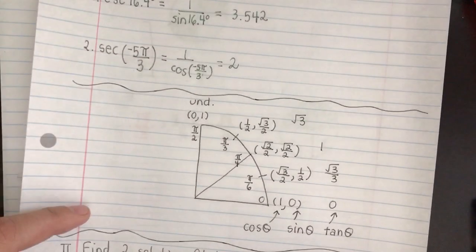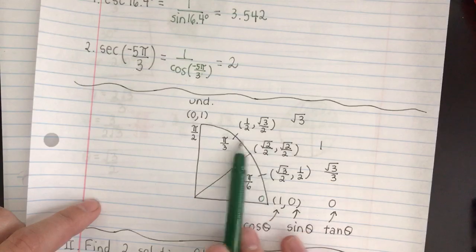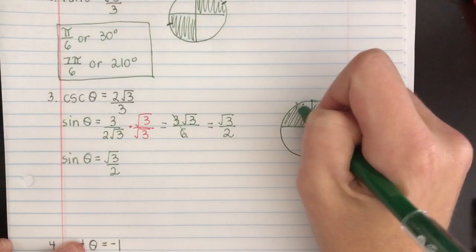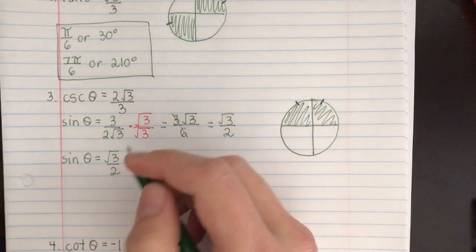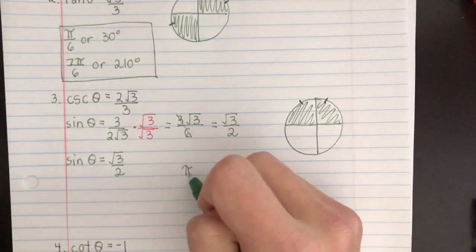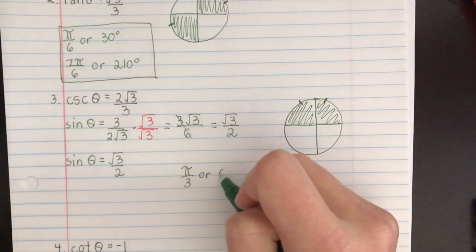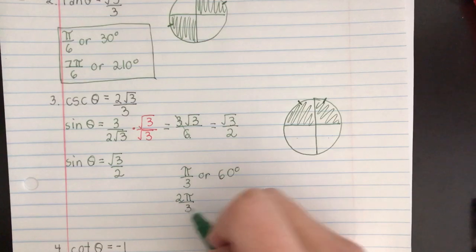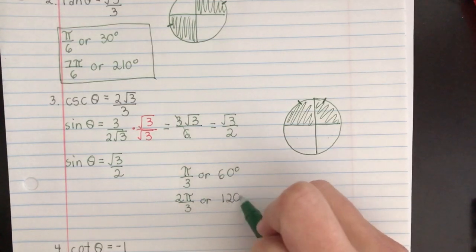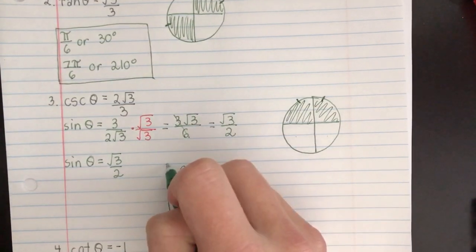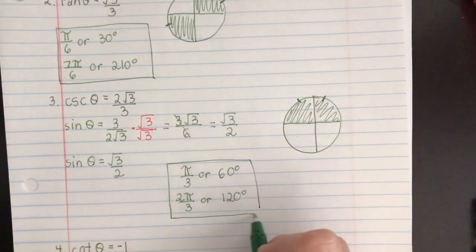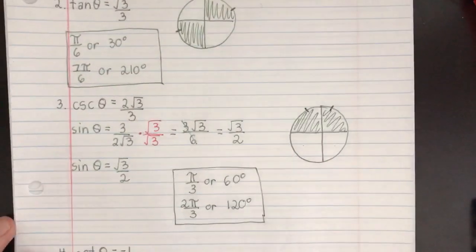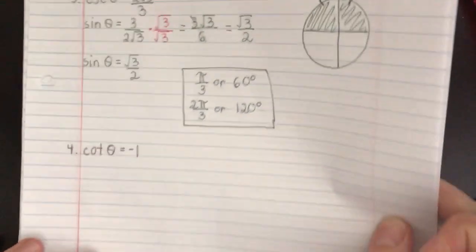Looking back at our y value being square root of 3 over 2, that's our pi over 3. It's also our 2 pi over 3. So pi over 3, or in other words, 60 degrees, or 2 pi over 3, or 120 degrees. Aren't you glad you know this unit circle backwards and forwards? Those are our two slices with y values of square root of 3 over 2. So last example here.